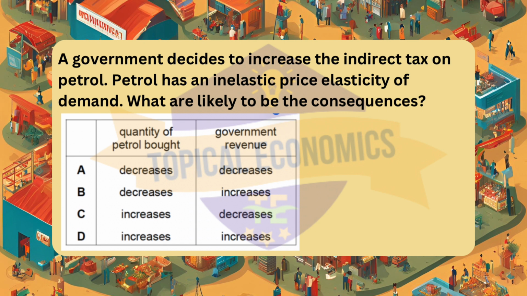Since the decrease in the quantity demanded is minimal, the government will collect more revenue from the increased tax on petrol. This is because the higher tax leads to higher prices, and with demand remaining relatively stable, consumers continue to purchase nearly the same amount of petrol. As a result, the additional tax revenue more than offsets the small decline in the quantity sold. In summary, when petrol has inelastic demand, the quantity of petrol bought decreases, but only slightly, and the government revenue increases as a result of the higher tax rate being applied to a stable quantity of petrol consumption.